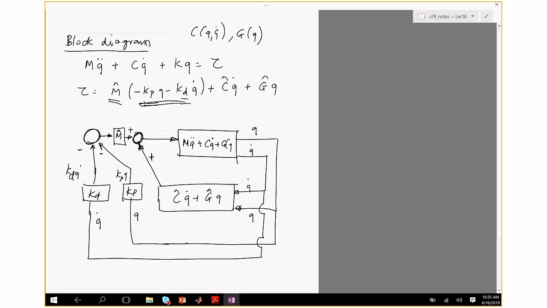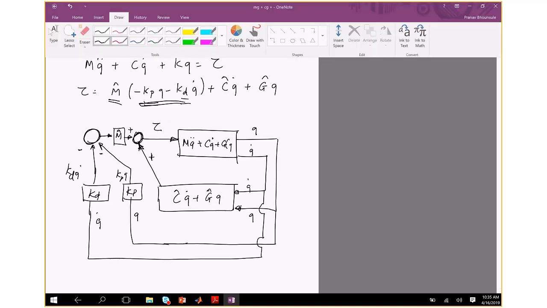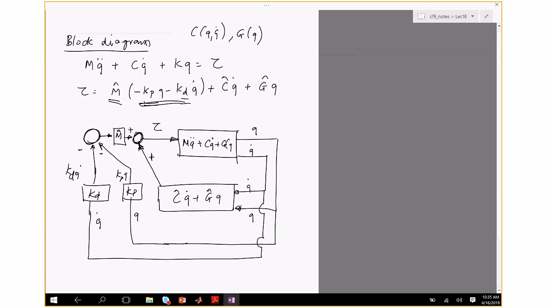What comes out from here is the torque. The torque is now going to be this formula, so you can check it out. So torque is going to be m times whatever comes here, which is kd times q dot, kp times q. So you sum them up and you multiply with m, and then you sum that up with the right side, which is this part, and that comes out as v dot, and that's fed to the system. So it's a bit complicated, but that's how it is.